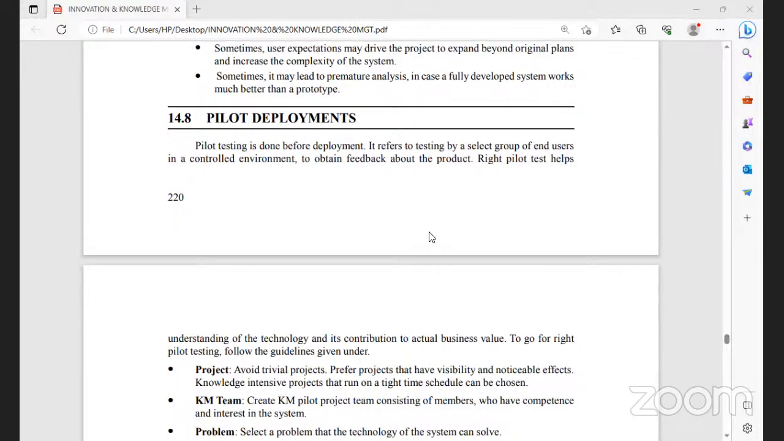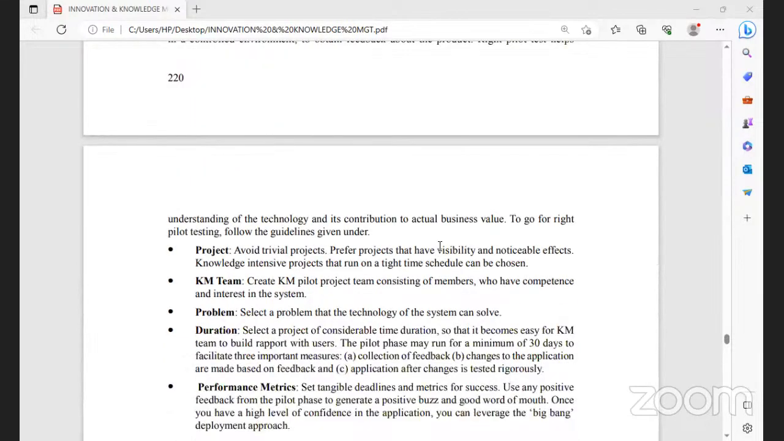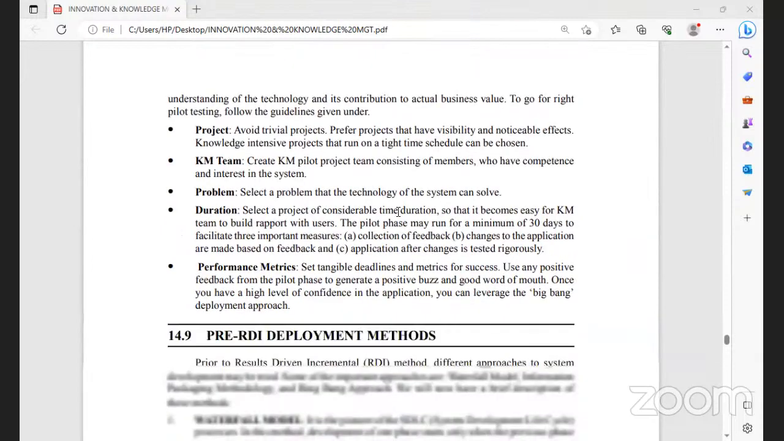Pilot testing is always done in a very systematized and controlled environment to obtain a proper feedback mechanism about that particular product. A right pilot test helps in understanding the technology and its contribution to actual business value. To go for right pilot testing, follow the guidelines given as follows: project, knowledge team, problem, duration, performance metrics.